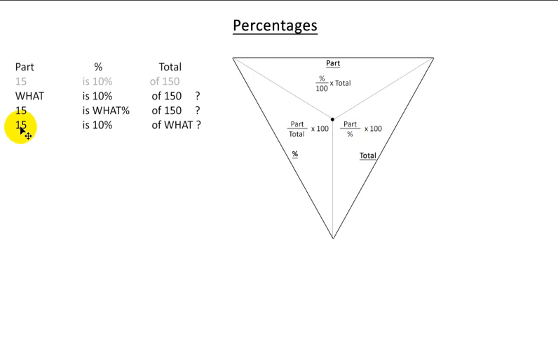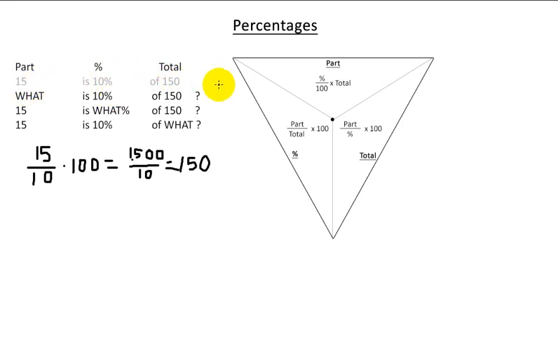So if I had a problem that said, for example, 15 is 10% of what? In that case, I would do 15 over 10 times 100. Let's actually write that down. So the part over the percentage times 100. 15 times 100 would make 1,500. Over 10 would make 150. So the total is 150. Just like what we already know. We know that 15 is 10% of 150.